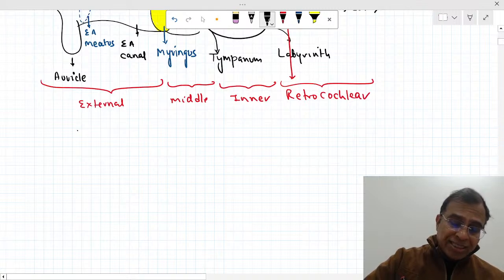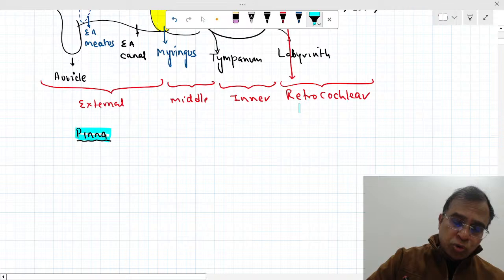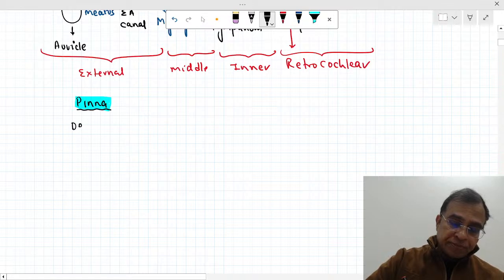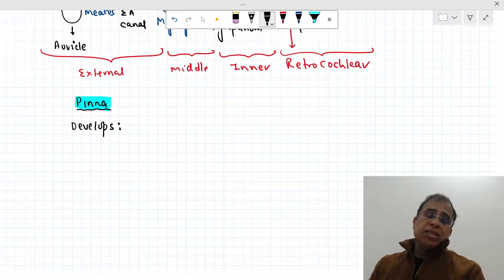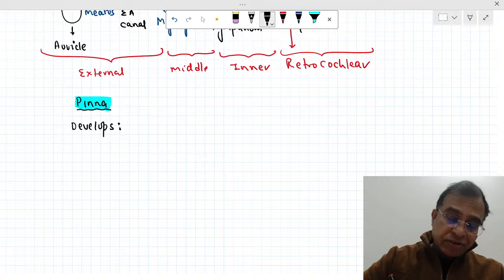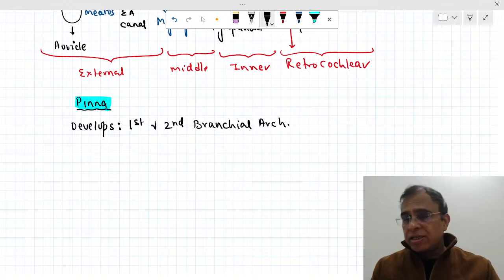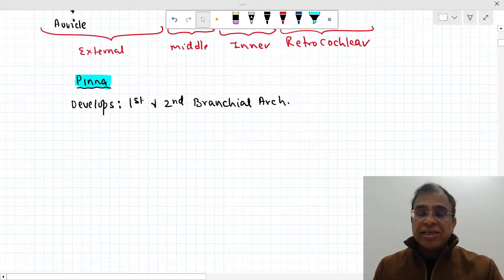So pinna is less important. The least important part as far as anatomy is concerned is the pinna. You only have to know two things about pinna. Number one, where does pinna develop from? This is a very simple thing, but it's a very profound question. They ask many times, where does pinna develop from? Pinna develops from first and second branchial arch. Now we are not going to go into the details of all this. Just remember this very simple thing. If they ever ask you this question, this is the only thing you have to know about the development of the pinna. It develops from first and second branchial arch.